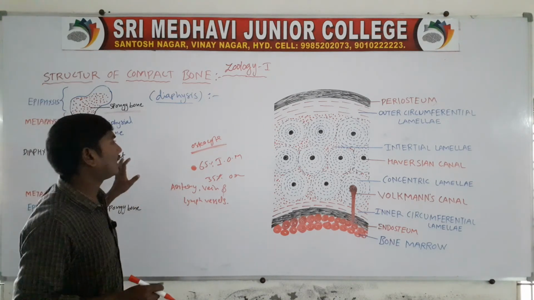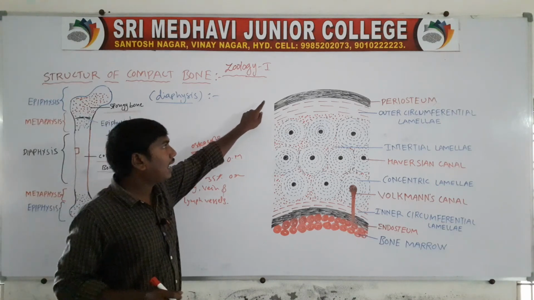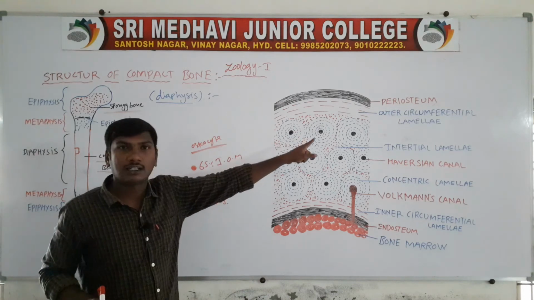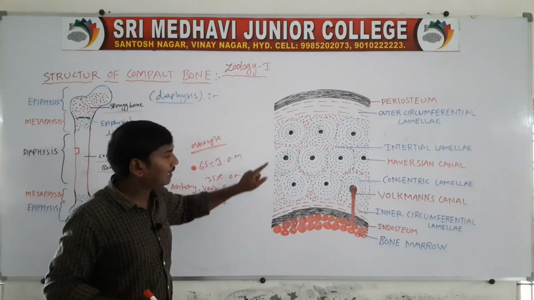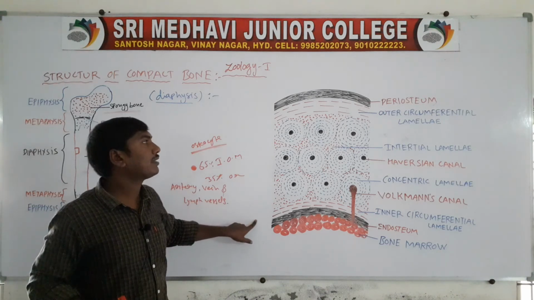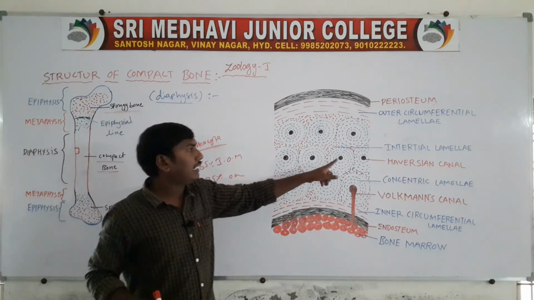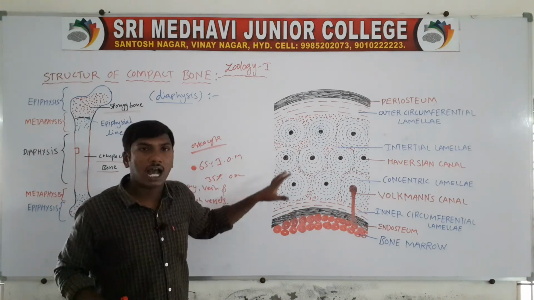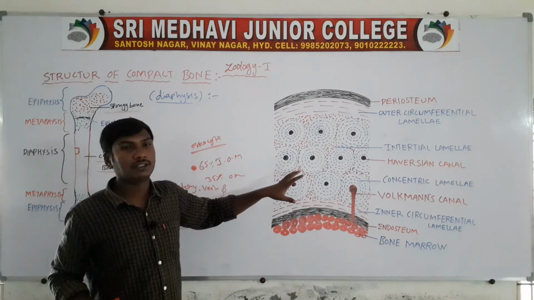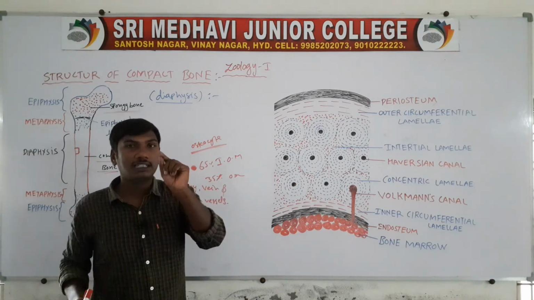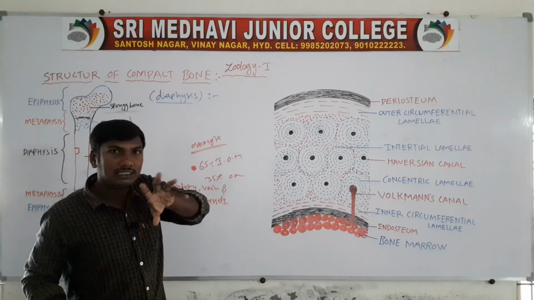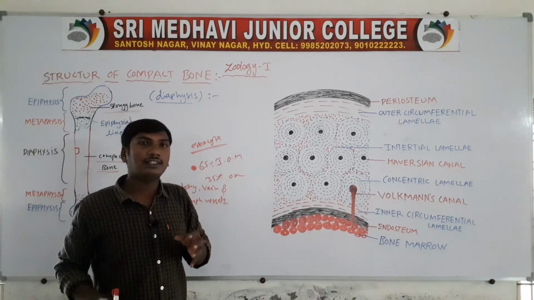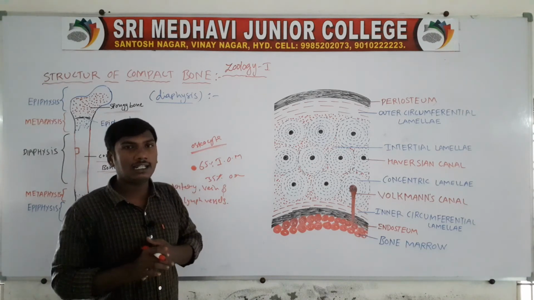So the structure of the compact bone has the outer periosteum and inner endosteum. Between the periosteum and endosteum are the outer and inner circumferential lamellae. Between them are the interstitial lamellae, which contain the Haversian systems. The Haversian system has the Haversian canal, surrounded by lamellae with lacunae, connected from one canal to another.